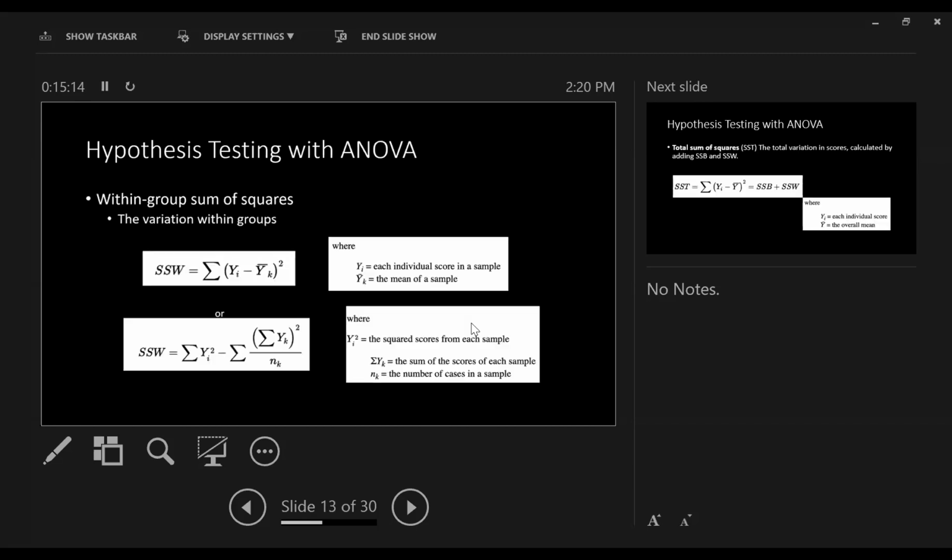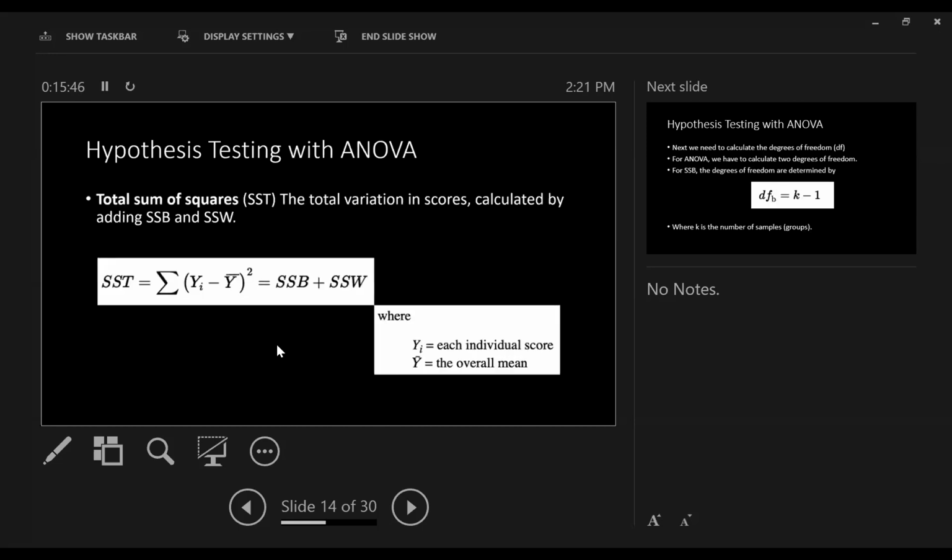Now, within group, very, very similar. Same idea. This is the sum, right? You're summing the difference between each individual score in a sample minus the mean of that sample, squared. Or, this is another way to look at it, but you're looking at, again, variation. This should look similar to a standard deviation, right? So we're looking at the variation within each group to see how much variance there is, okay?